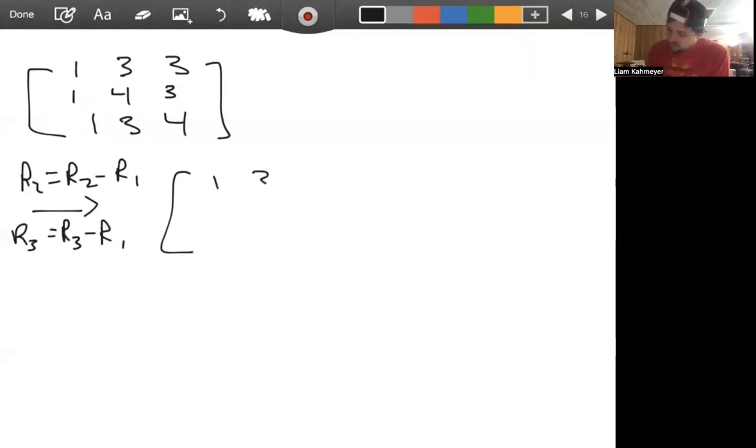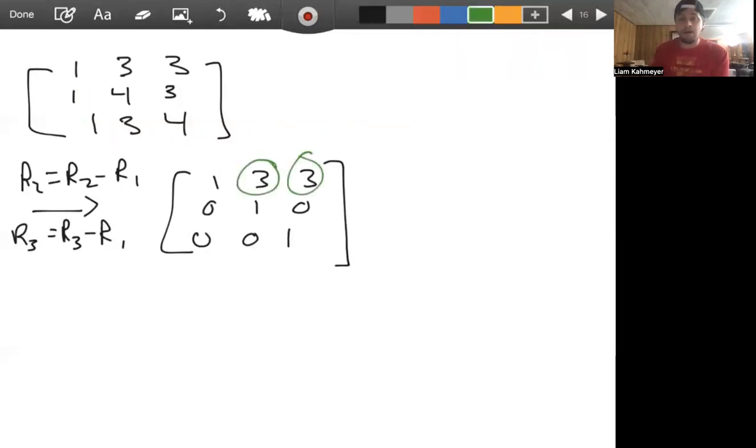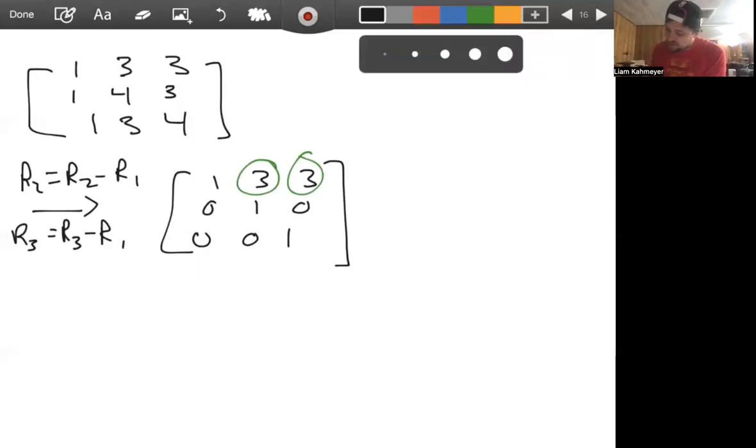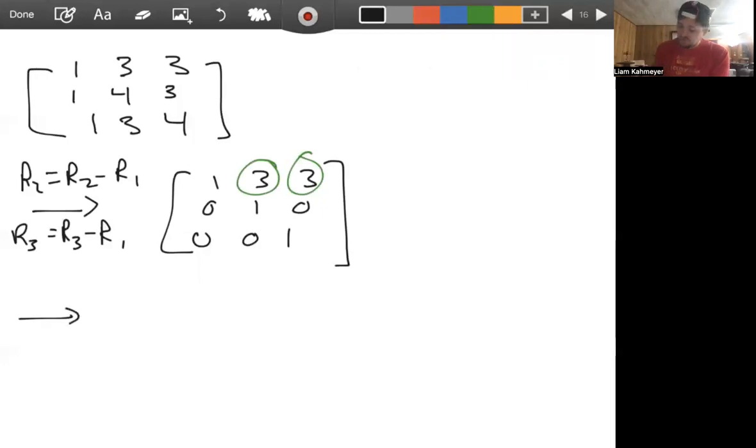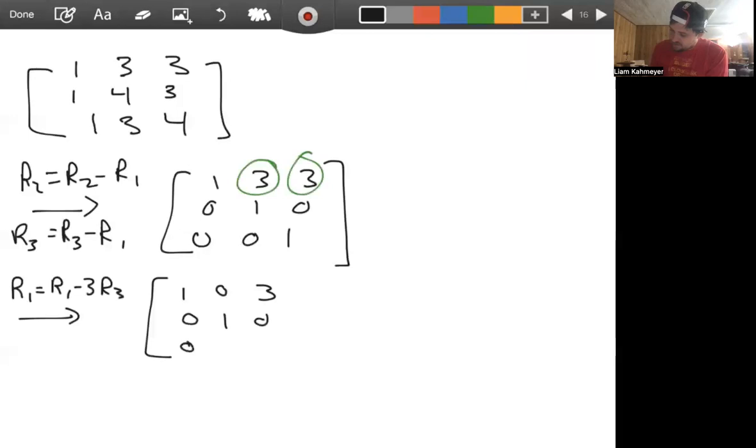So the first row is unchanged, 1, 3, 3. And then row 2, we're going to have 1 minus 1 is 0, 4 minus 3 is 1, 3 minus 3 is 0. And then 1 minus 1 is 0, 3 minus 3 is 0, 4 minus 3 is 1. To get this into reduced row echelon form, next I need to get rid of the 3's above the pivot positions. I can get rid of the leftmost 3 by saying row 1 is equal to row 1 minus 3 row 3. That gives me 1, 0, 3, 0, 1, 0, 0, 0, 1.